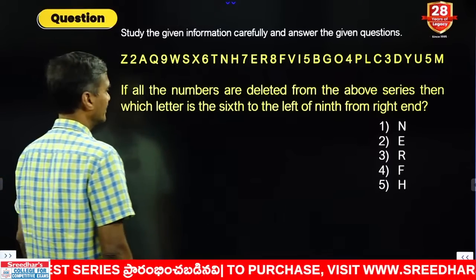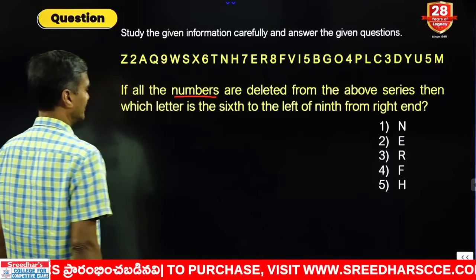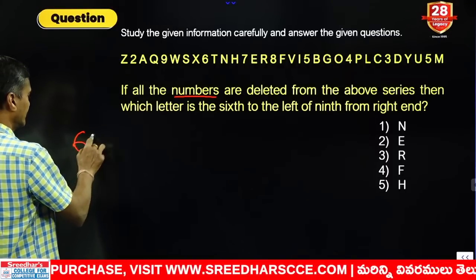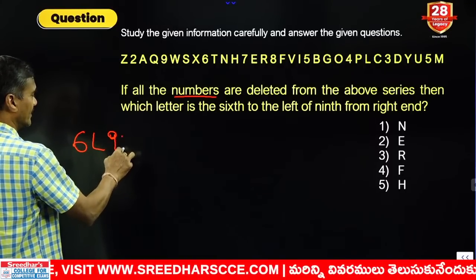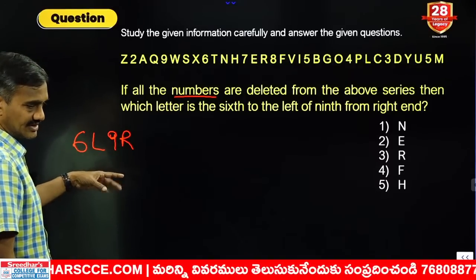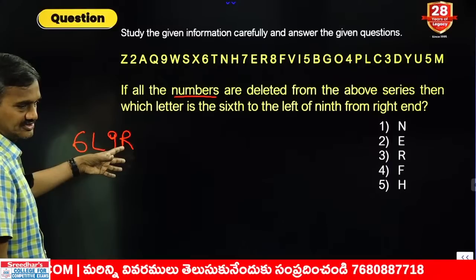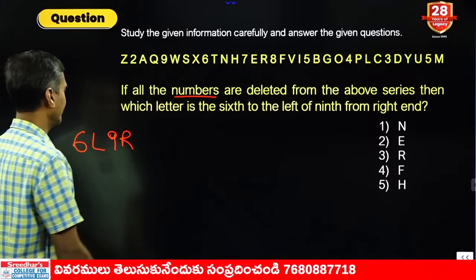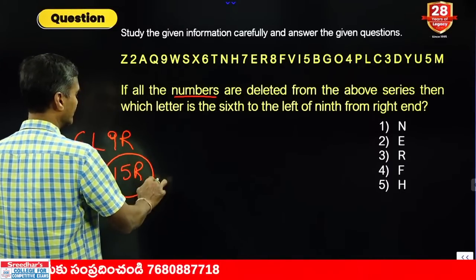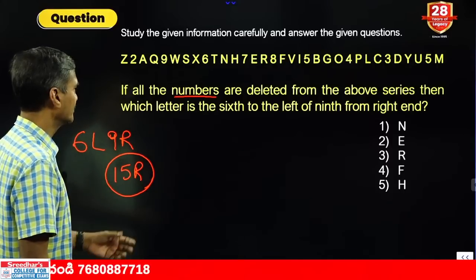If all the numbers are deleted from the above series, then which letter is 6th to the left of 9th from the right? Now 6th left and 9th right, or no? Now 6th left and 9th right, that means left and right, two opposite sides. Then 6 plus 9 is 15. Now 15 from where? 15th from the right. Now we need to count the 15th element from the right hand side without the numbers.